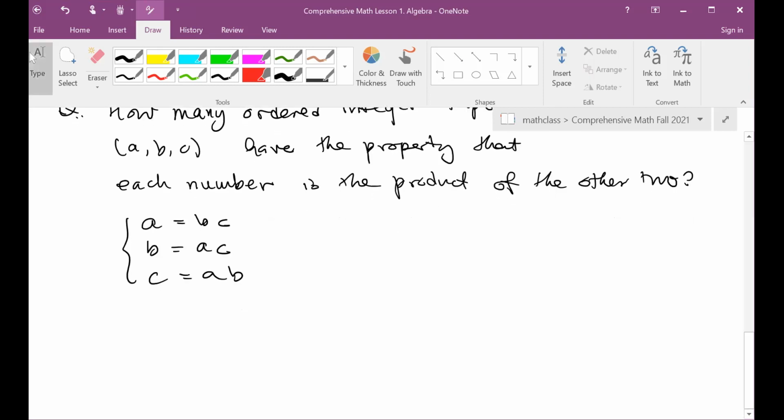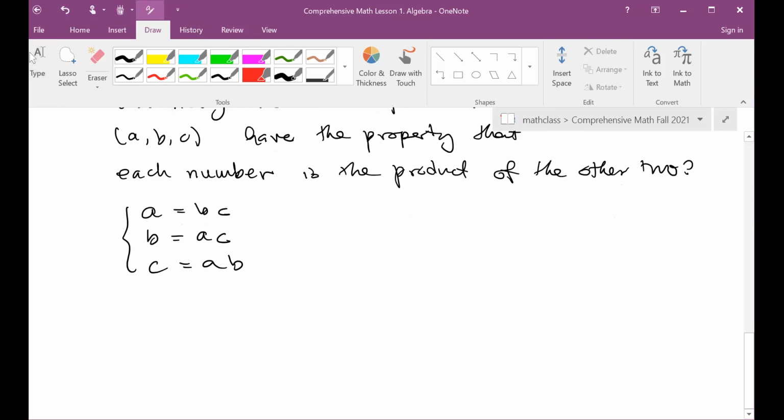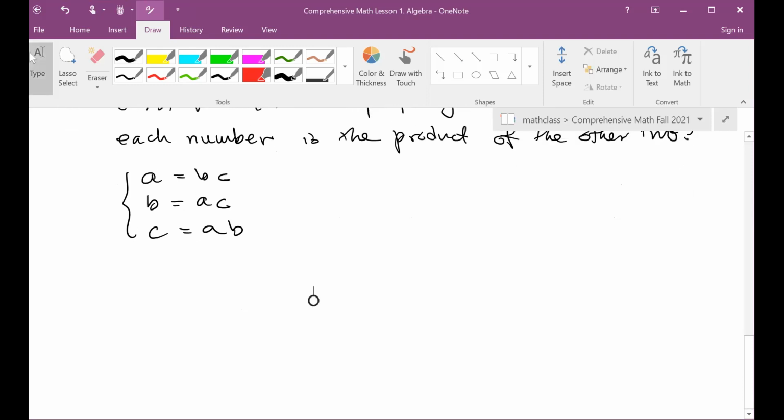The 3 equations are pretty similar. So the trick is, how do you find them? Maybe you just multiply them out, right? A times B times C equals BC times AC times AB, and then you have (ABC) squared. Right, so you have this.